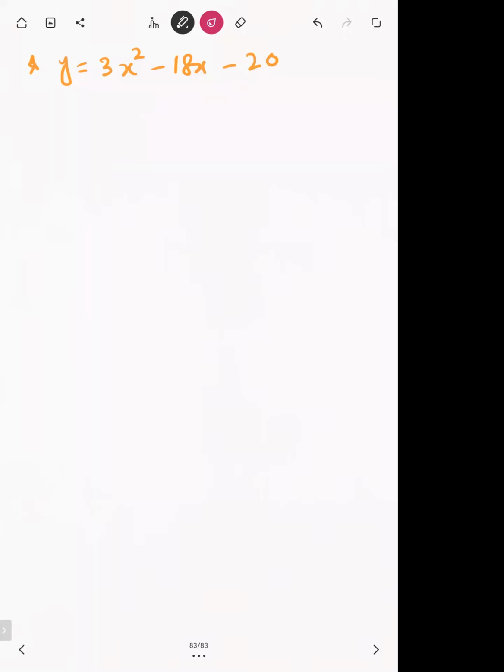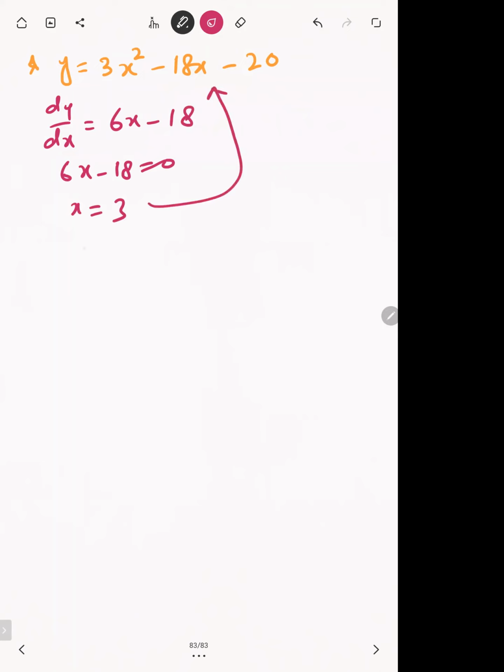Okay, Zarish is saying it's (3, -47). So you have to differentiate: dy/dx = 6x - 18. You need to put dy/dx = 0, so 6x - 18 = 0. So you'll get x = 3. And if you plug x = 3 here, you are saying y is -47. So the coordinates of the stationary point are (3, -47).